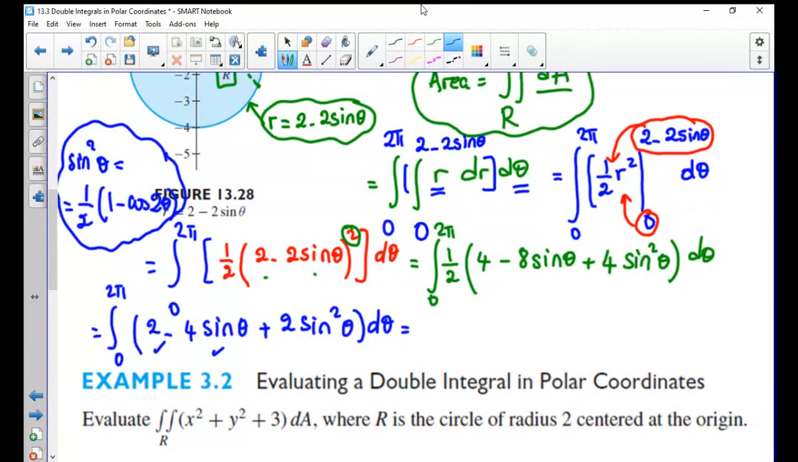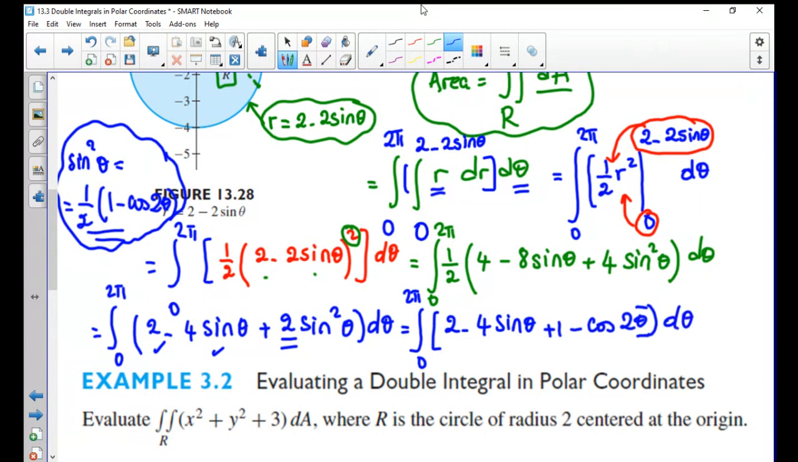So therefore, let me rewrite this. 0 to 2 pi, 2 minus 4 sine theta. And then 2 multiplied by this, the 2 with the half will go. So it's going to give us plus 1 minus cosine 2 theta d theta. Now we're okay. I can integrate all these terms without any problem.